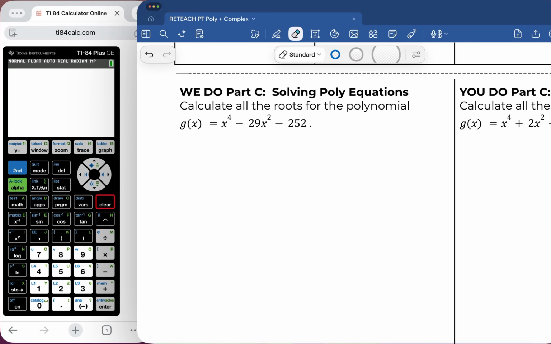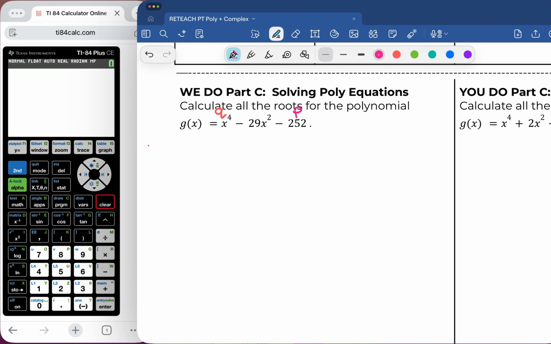We do part C, solving poly equations. Calculate all the roots for the polynomial. First thing is finding your list of all possible rational roots using our rational root theorem that we normally refer to as our P's and our Q's.